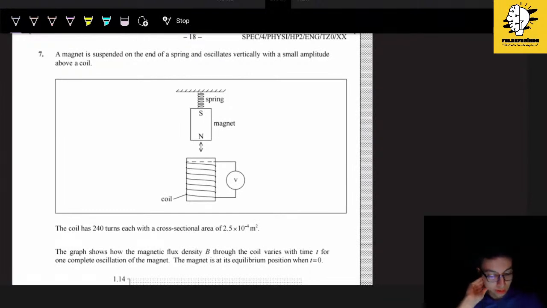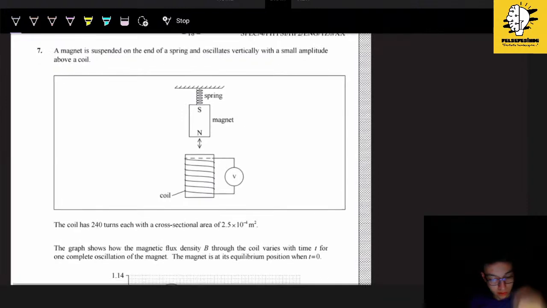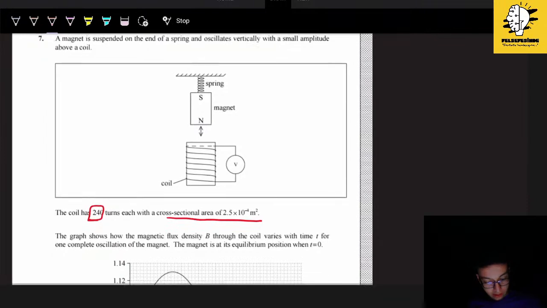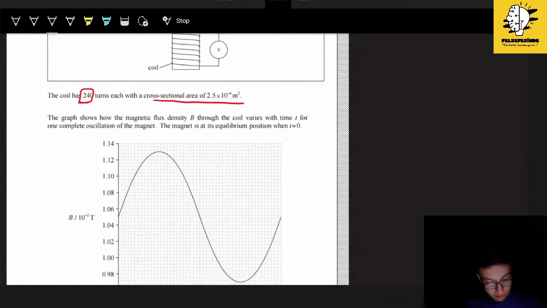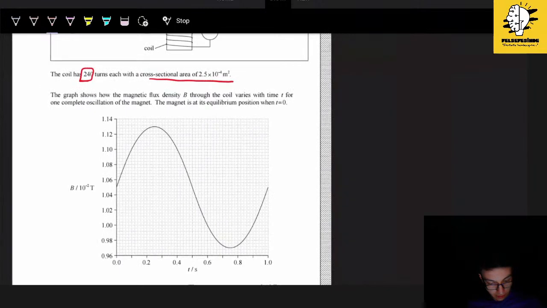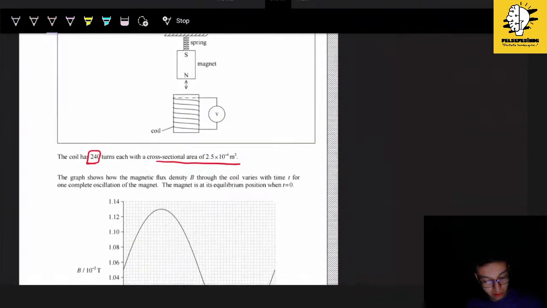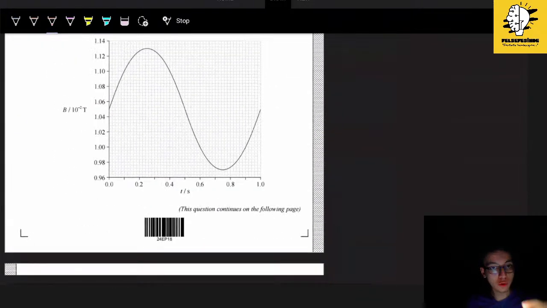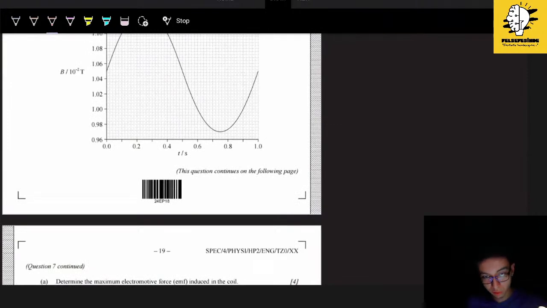So electromagnetic induction. We have a magnet, we have a solenoid, and the coil has 240 turns. Do not forget about them. 240 turns, and cross-sectional area is this much. And this is the flux density B graph with time, due to the spring movements, simple harmonic motion of it. Again, do you want me to solve this one because I have to scroll up and down to show some points? Yeah, no problem. Okay.